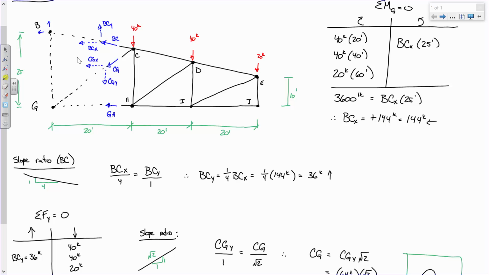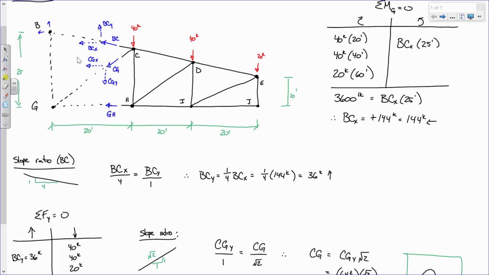Now, if you really wanted to get specific, whenever you sum forces, whenever you sum moments, the goal is to eliminate two of the unknowns and only solve for the other, right? So if your goal is member CG, where do you sum moments to eliminate the other two? And the answer is like there.